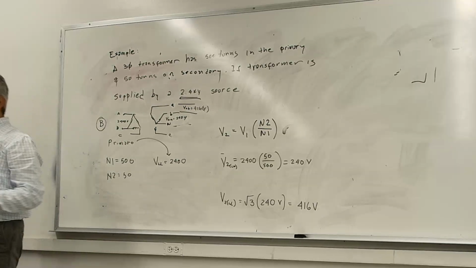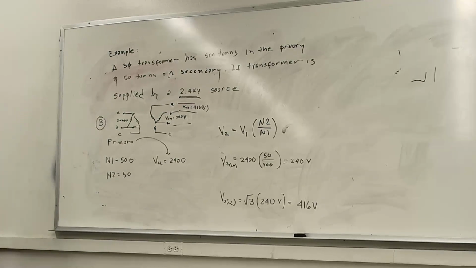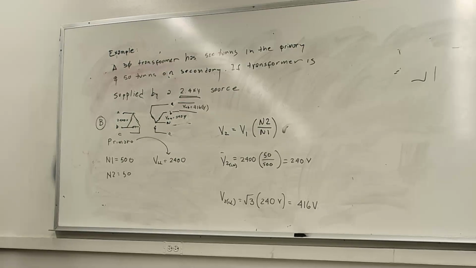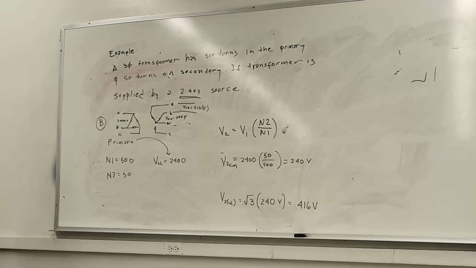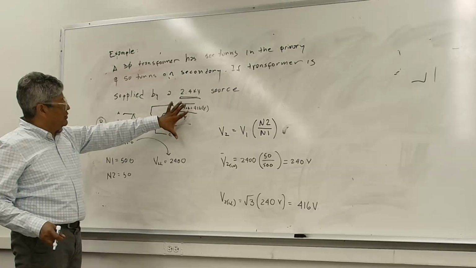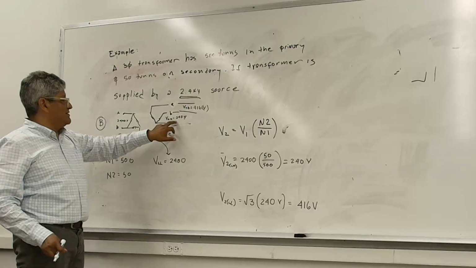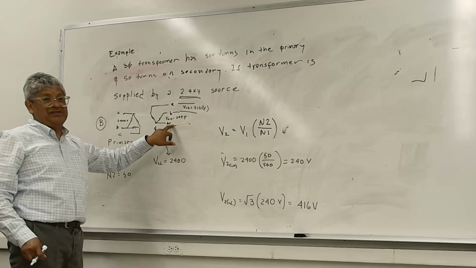A very common three-phase voltage. I use this 240 right now, but a very common three-phase voltage is really 480, meaning the line to line voltage here. 480 is very common, which makes this voltage line to neutral 277.